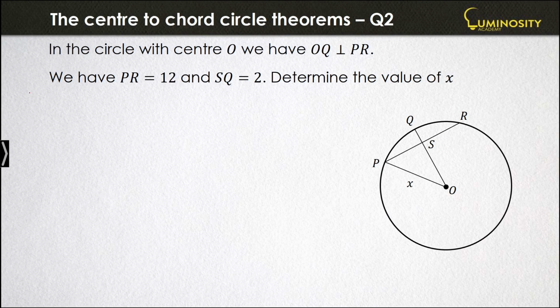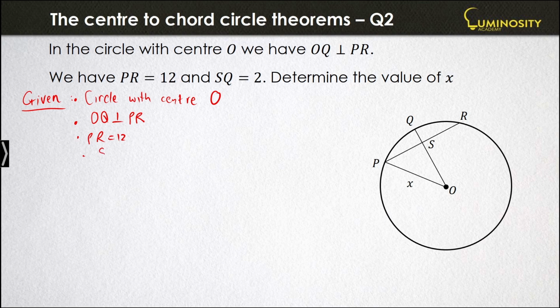So, what are we given? Let's state that down first. We are given a circle with center O. That's really important, the fact that we know the center. That enables us to use any theorems that have center in the description. So we have circle with center O. We then have that OQ is perpendicular to PR. We also have the length of PR is 12 and the length of SQ is 2. So the goal is to find the value of X.